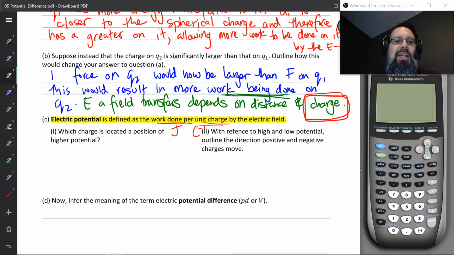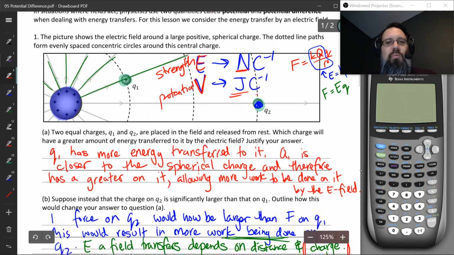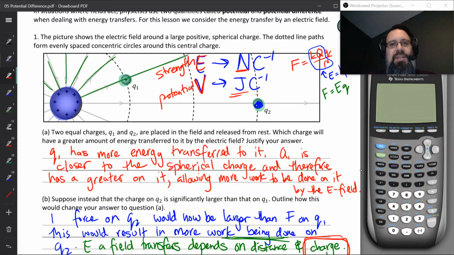Which charge is located at a position of higher potential? So where would this field be able to give you more joules per Coulomb? At what location?